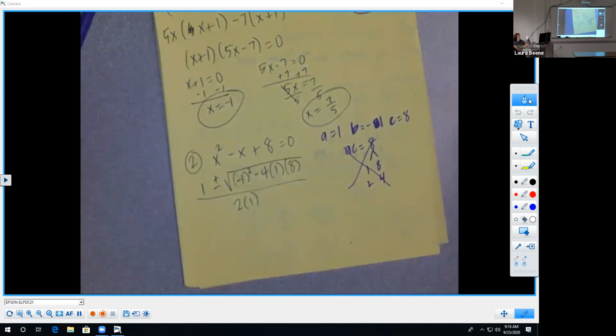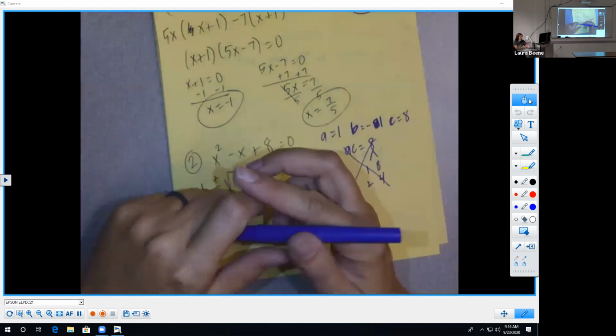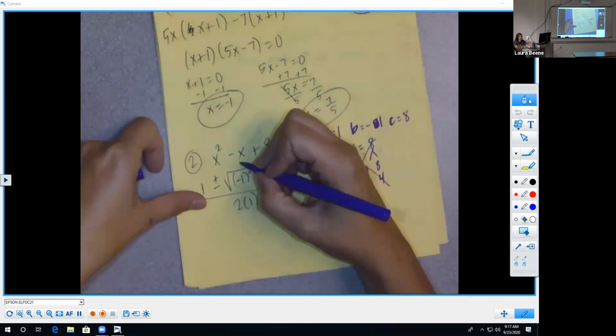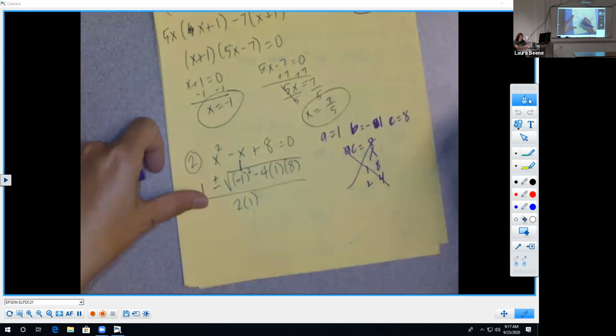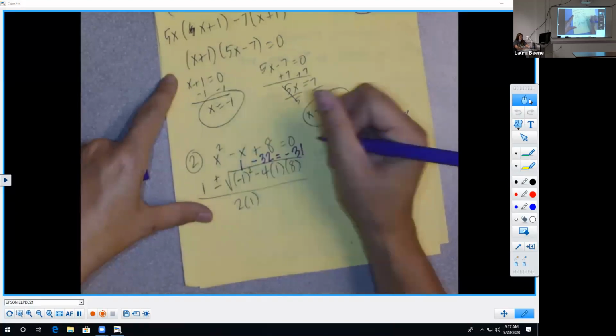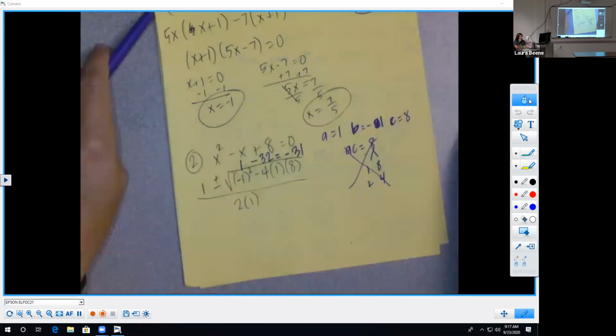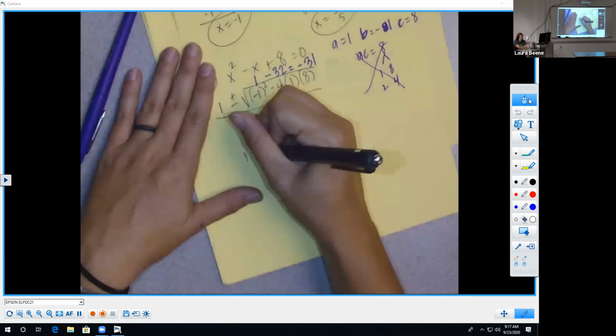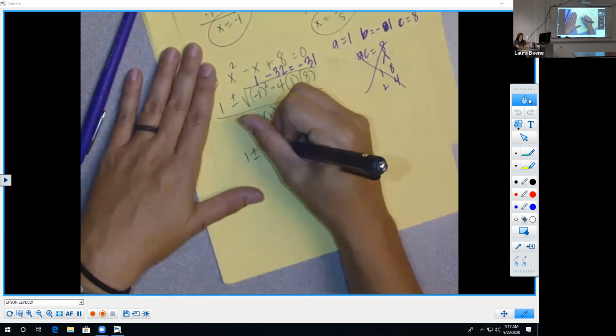Work it out to get that number on the inside. -1 squared is +1. -4 times 1 times 8 is -32. So 1 minus 32. 1 minus 32 is -31. So this problem becomes 1 plus or minus the square root of -31 divided by 2.